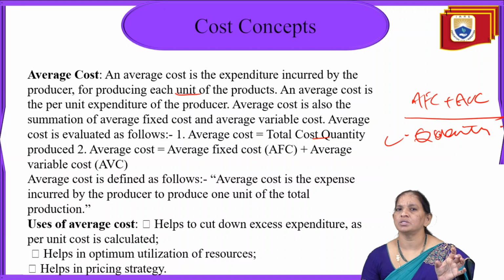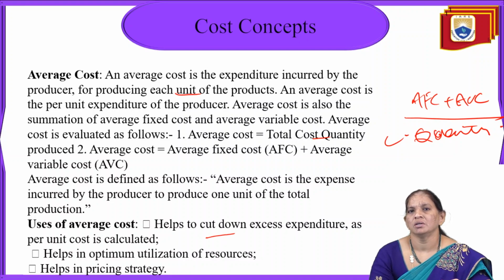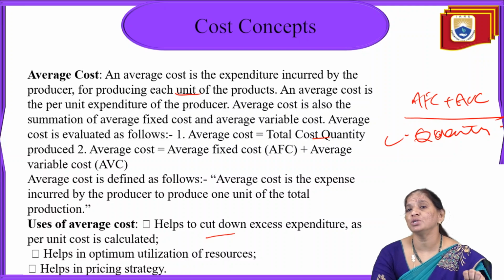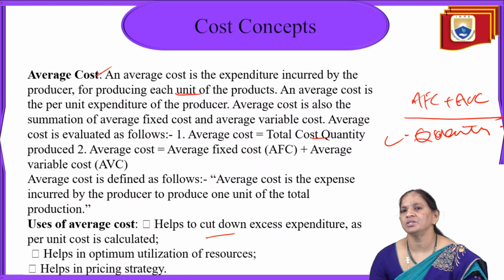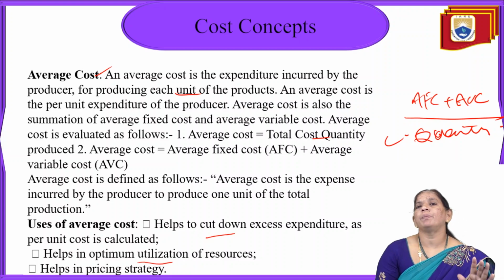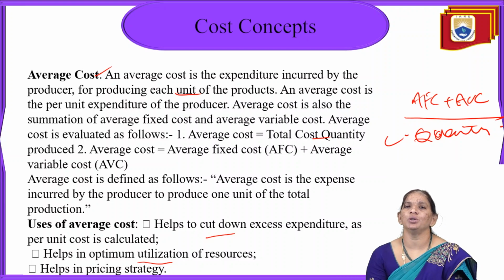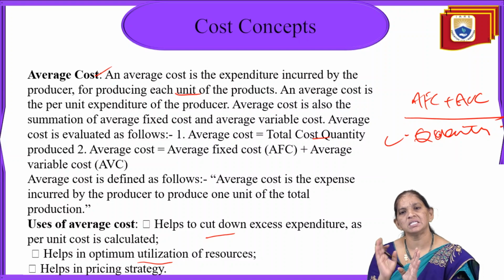By knowing per unit cost, the main advantage of this average cost is that we are able to cut down the excess expenditure. Maybe the incurring cost is 5 rupees only, but I am paying 7 rupees, where the unnecessary or waste is to be eliminated. This type of precaution we can take only when we are able to identify the average cost. With this unit cost calculation, we can cut down the excessive expenditure, and this helps in optimum, a perfect utilization of the resources, maybe land, labor, capital, where the resources are very effectively utilized. Once resources are effectively utilized, we are able to get more goods and services at a lesser cost.